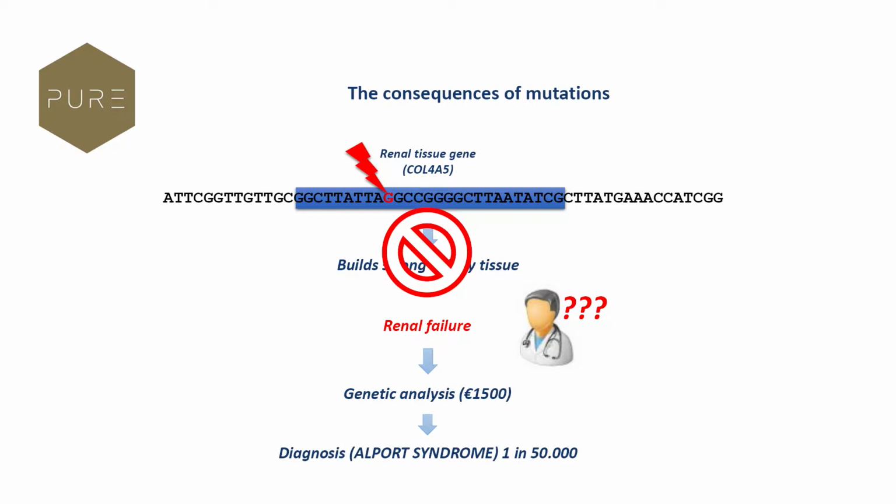And this disease, just for an example, is very rare. So only 1 in 50,000 people has it. So does it really make sense to test this gene in every person? Unlikely, because you're going to have one positive result in 50,000 or 49,999 negative results.